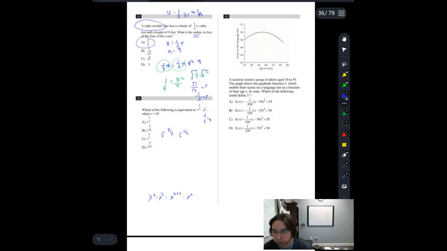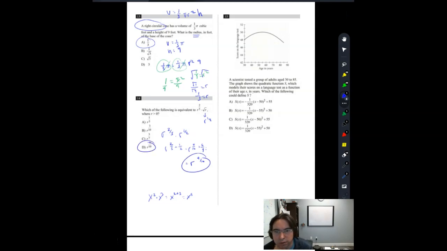Same thing here, so we're going to write this expression as x to the 2/5 plus the 1/2. And remember, if we're adding fractions, we have to have what? A least common denominator. So we can rewrite this over 10ths. That's going to be 4/10 plus 5/10. And so that's really going to give us x to the 9/10 as the answer choice. And we can see D is the answer choice there.